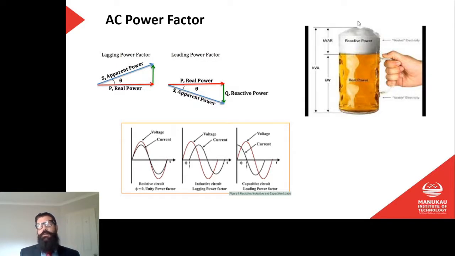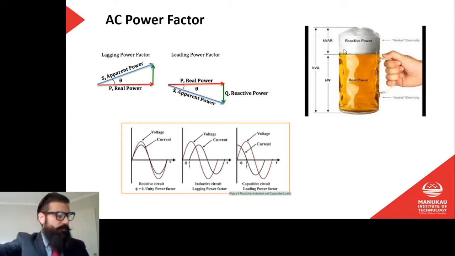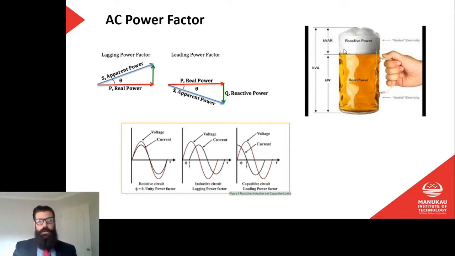You could also think of reactive power as imaginary power. It's there, it's measurable, we pay for it, but it doesn't do anything. It's useless power, if you like. So somewhat like the head on the beer. It's there, you're paying for it.